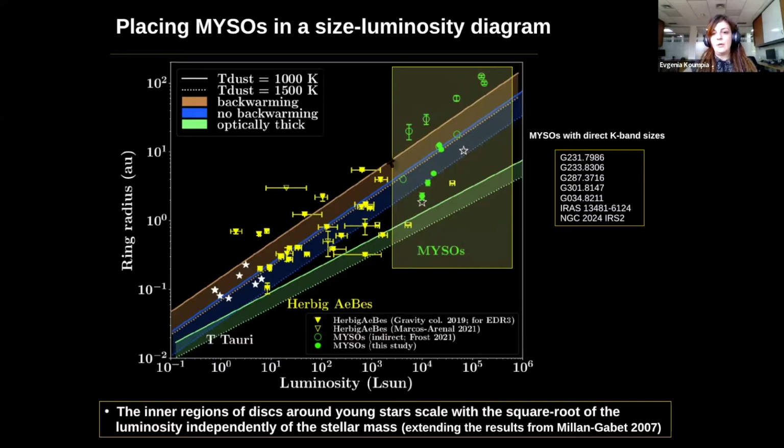And basically, with this, we extend the results presented by Monnier and Millan-Gabet in 2002 that was based on intermediate and low mass stars. And another outcome from this plot as well is that indeed we can safely attribute the inner regions, we can trace the innermost regions of the disk using the K-band measurements.